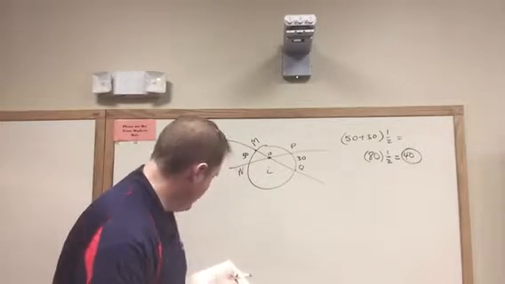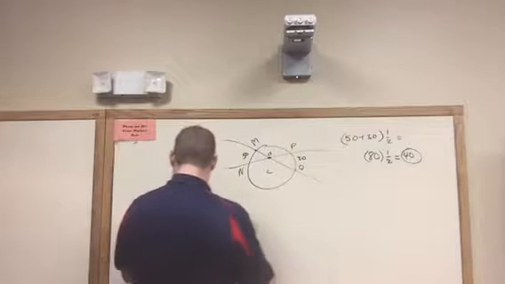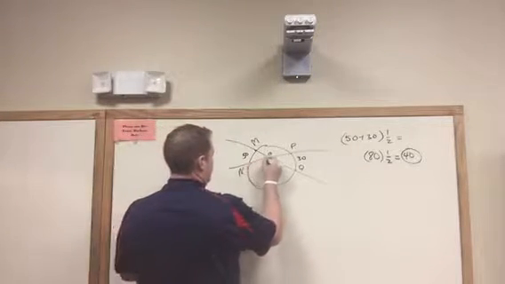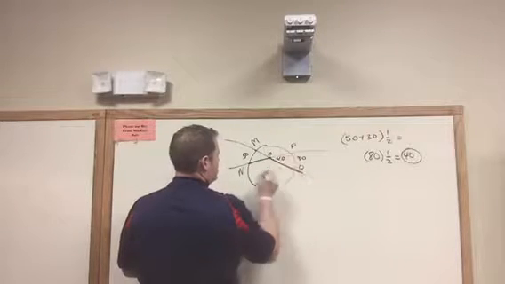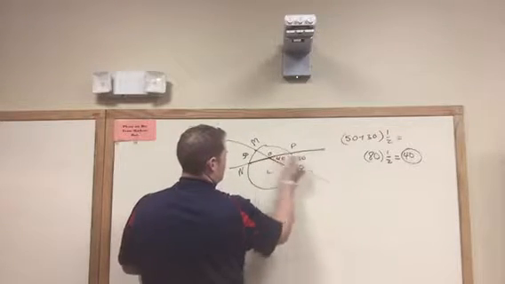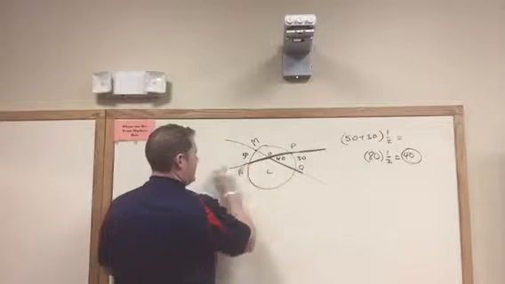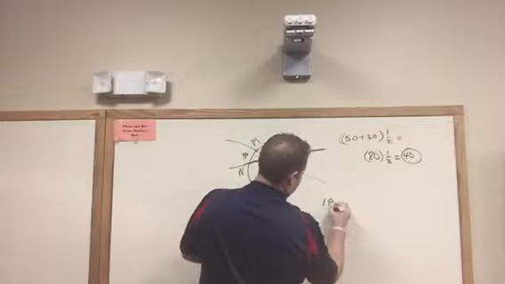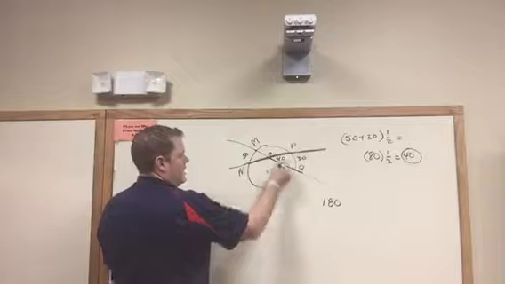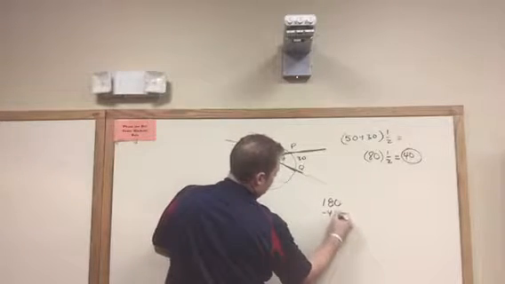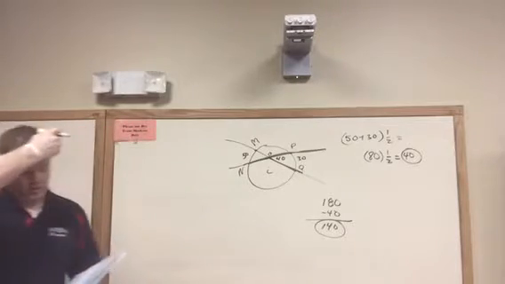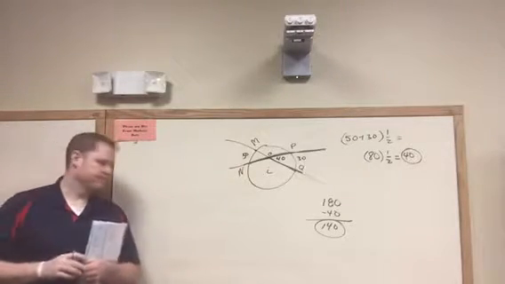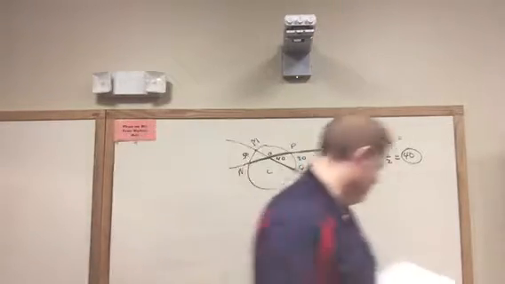Well done. Now, NOQ. So now, think about this for a second. If this is 40 degrees, remember what this is. It's a straight line, so that equals 180. And we have 40 of it, so minus 40, what do you get? 140. So NOQ is 140. All right? Any questions on those two problems?